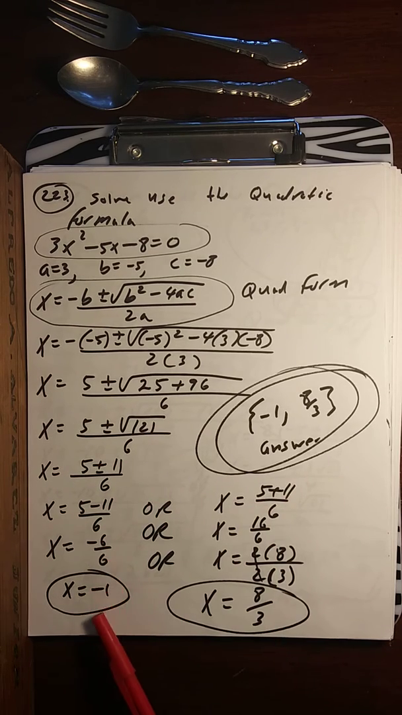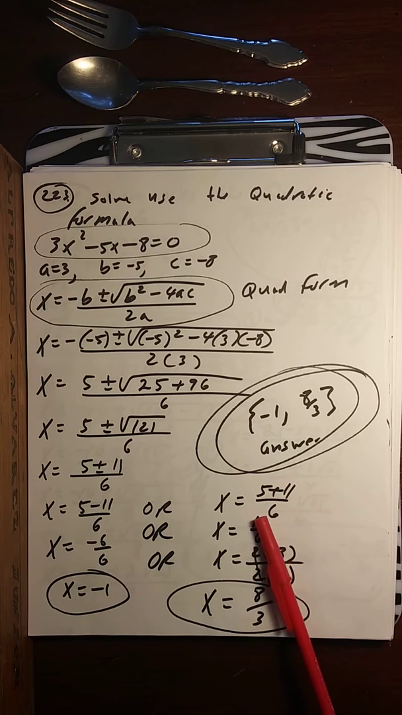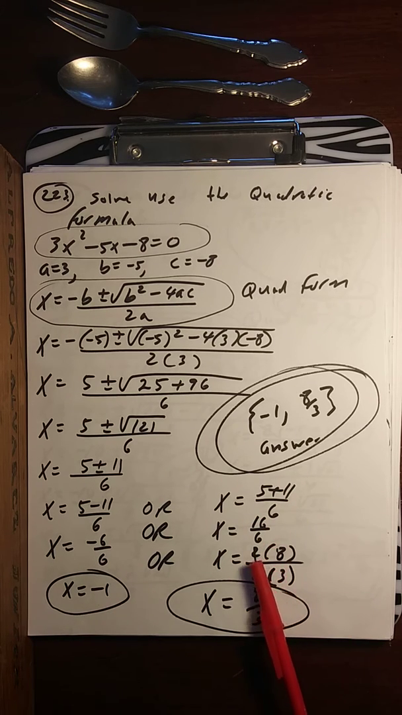That's going to be negative 6 over 6, negative 1. And that's going to be 16 over 6. But we can write it as 2 times 8, 2 times 3. Cancel the 2's, 8 over 3. So negative 1 and 8 over 3.